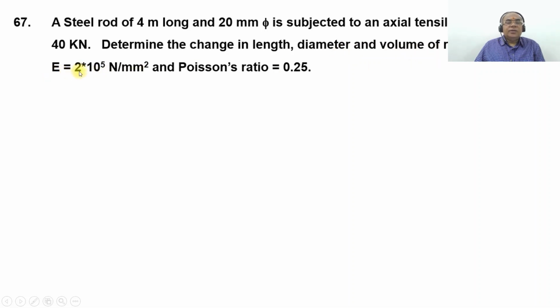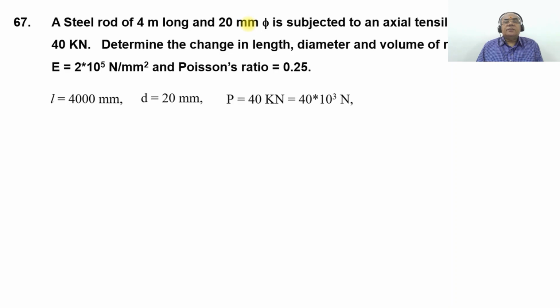Take E equals 2 into 10 to the power of 5 Newton per mm square, and Poisson's ratio equals 1.25. Since it is a steel rod, the diameter is 20 mm, and the length is 4 meter long, so 4000 mm. The load is 40 kilonewton, so P is 40 into 10 to the power of 3 Newton. Then we determine the change in length, delta L, delta D, and the volume of the rod, taking E equals 2 into 10 to the power of 5 Newton per mm square, and Poisson's ratio 1 by m, which is equal to 0.25.